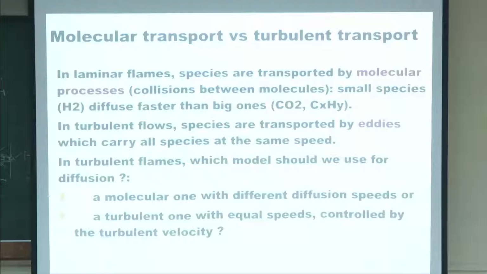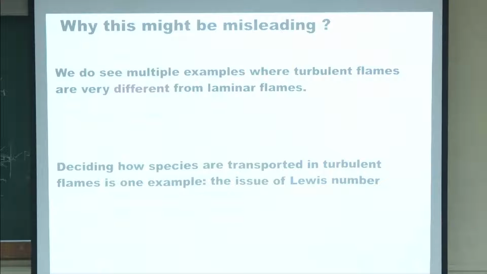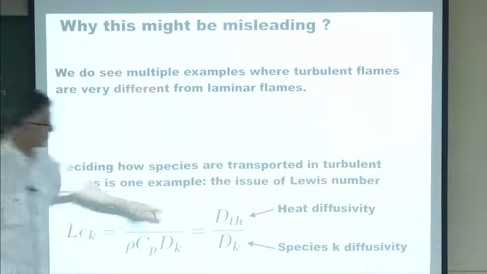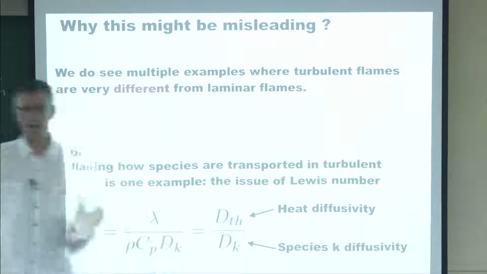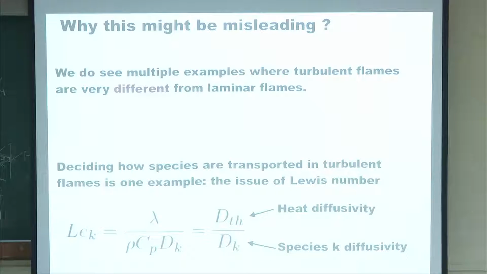For example, H2, which is a small molecule, has this capacity of propagating much faster. So the Lewis number of H2 is of the order of 0.3. That means the diffusivity of H2 is 3 times more than the heat. I mean, if you have H2 somewhere, it's leaking easily. Okay. It's a small molecule, so it can go through any hole.